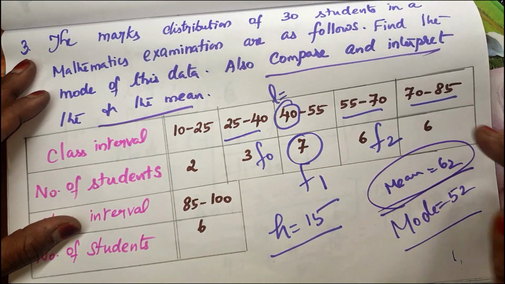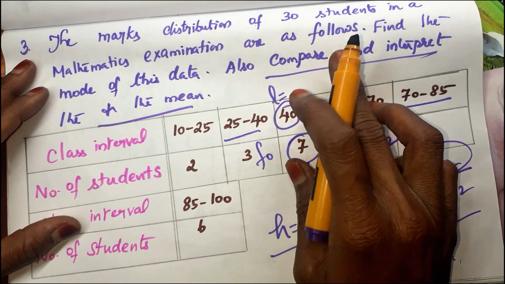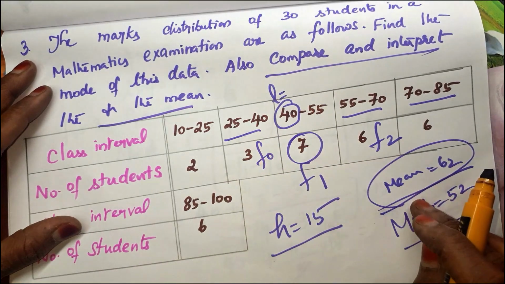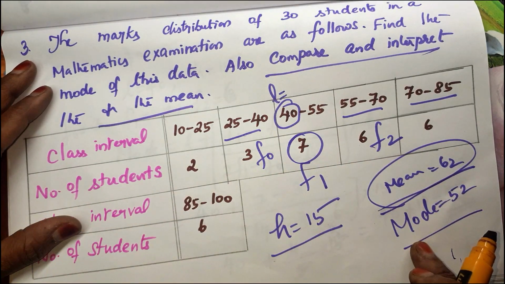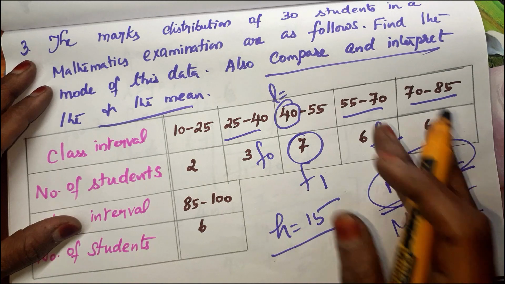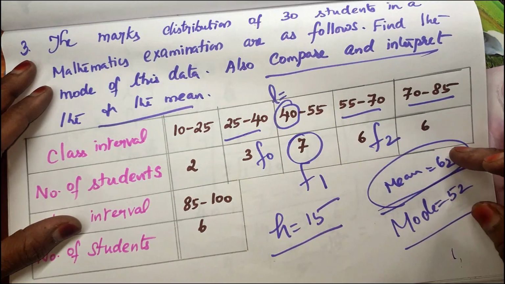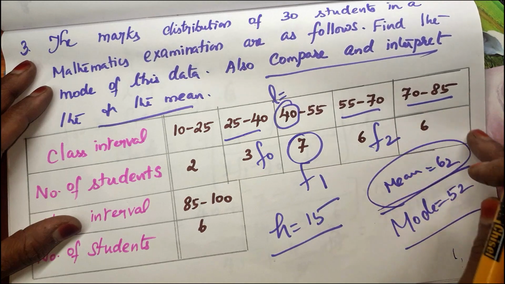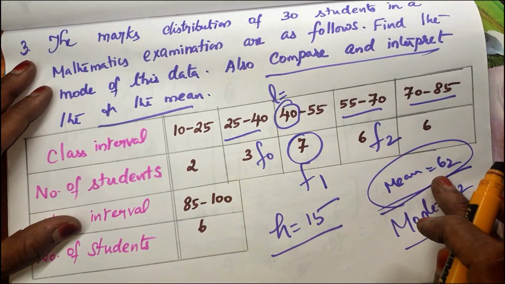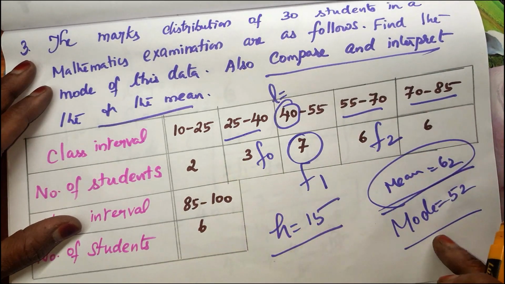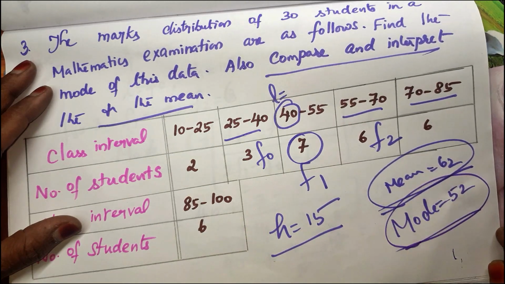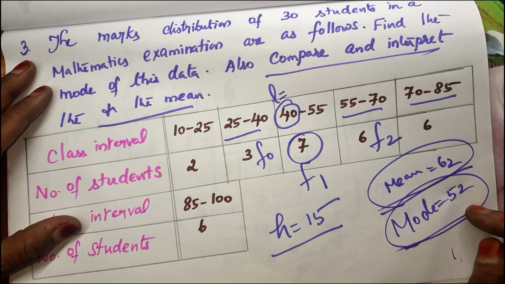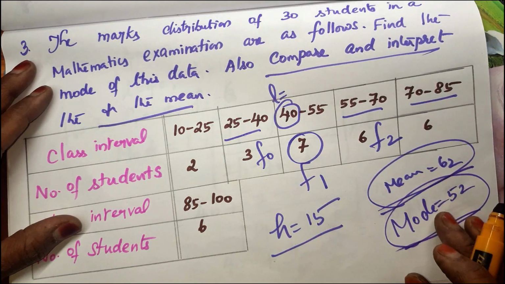So final answer, they are asking to compare mean and mode. Already we got this mean. If this problem is asked, both the values you have to calculate, mean as well as mode. Already we did mean, here the calculation of mode. So combining these two together, you have to do this problem, and we have to compare both the results. The mean marks of every student is 62 and the maximum mark of every student, which is the mode, is 52. So this is 62 and this is 52. Finally, you have to write it down.